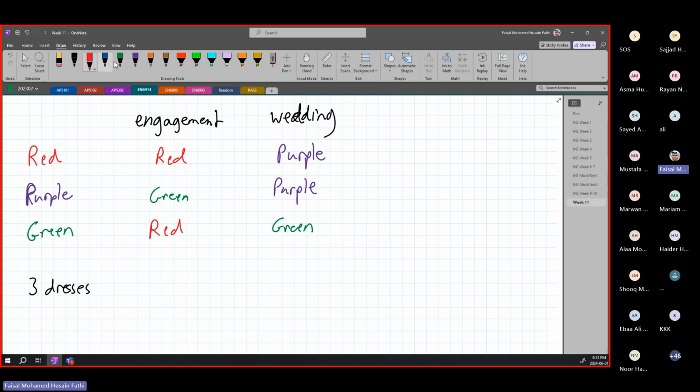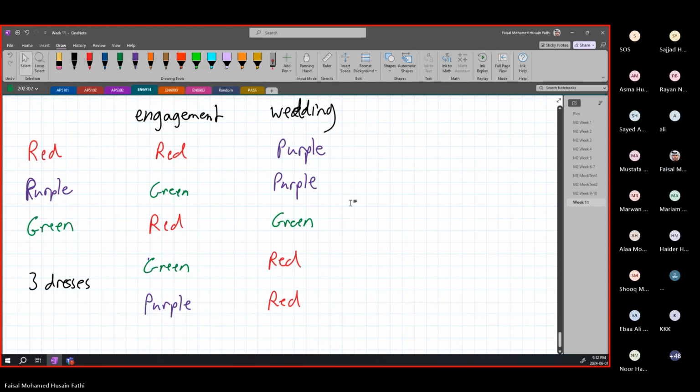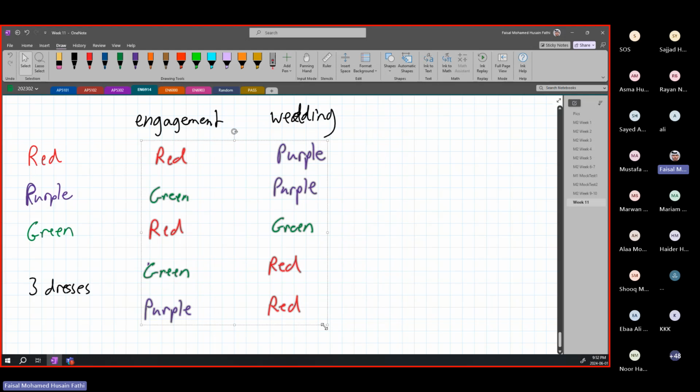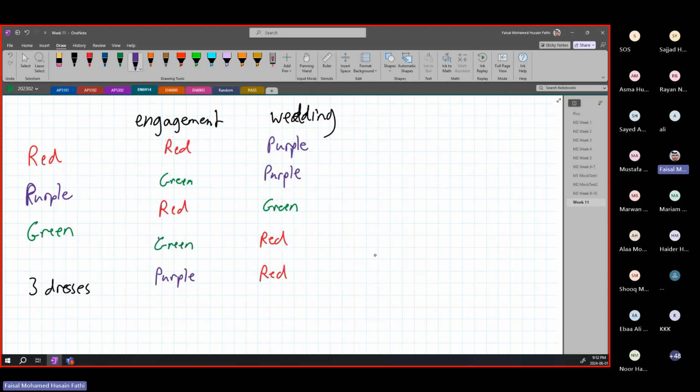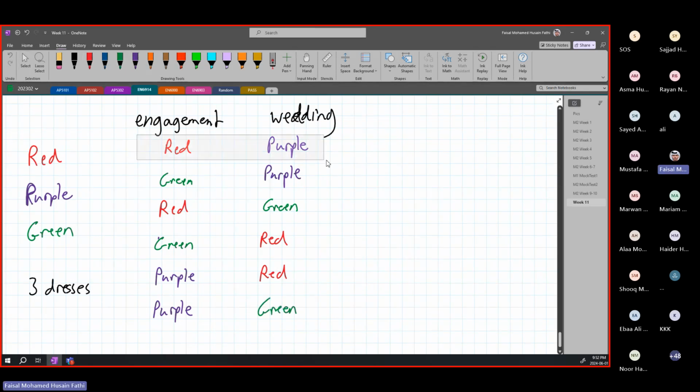Or you can have purple, we did purple already, no, this is green, for the engagement and red for the wedding. Or you could have purple for the engagement and red for the wedding. Or, to make this a bit smaller, the last option you can choose is purple for the engagement and then green for the wedding. They're all different options, right? You can either go with red and purple, or green and then purple, or red and then green, or green and then red, or purple and then red, or purple and green.